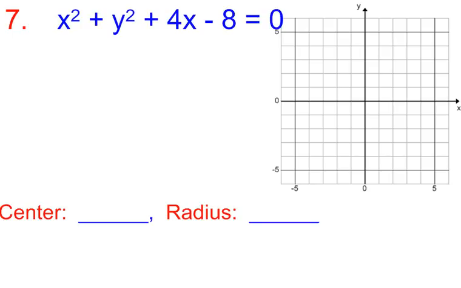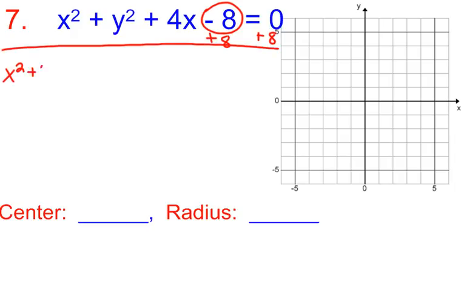Number 7 then, what you might notice about number 7 is we have an x squared, a y squared, but only one x. And the other thing that's different about 7 is we actually have a constant that we're going to have to move over. That's normally our first step in completing the square, but for the last problem we didn't have a constant, so that wasn't done. So I'm going to group my x's. X squared plus 4x plus blank.